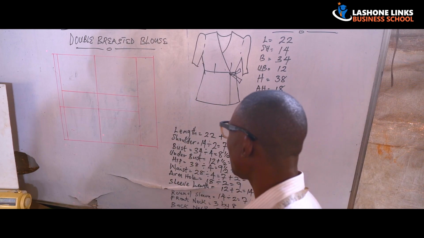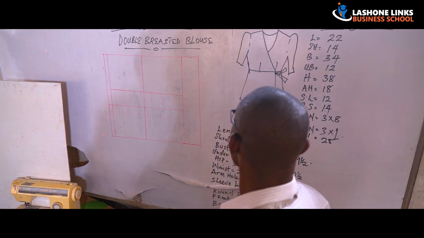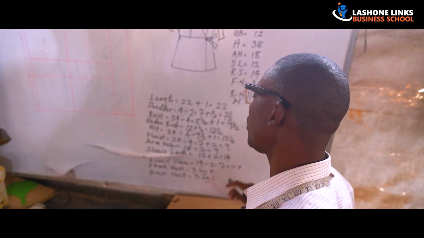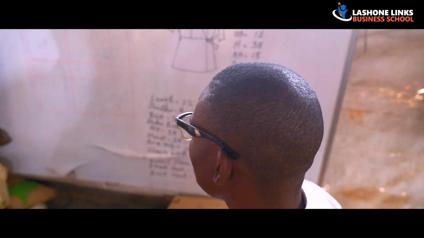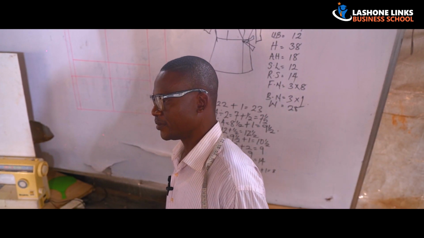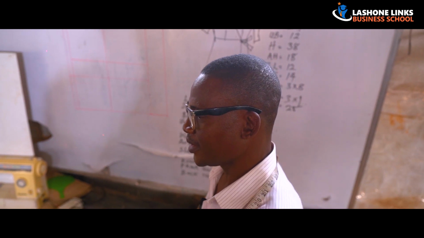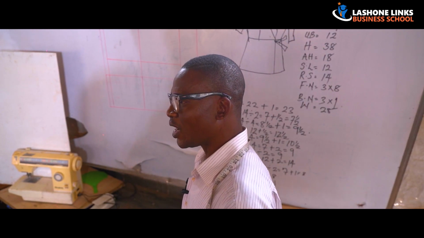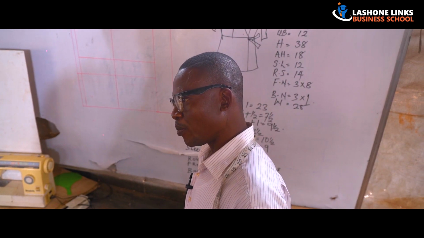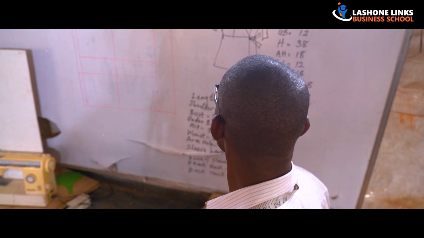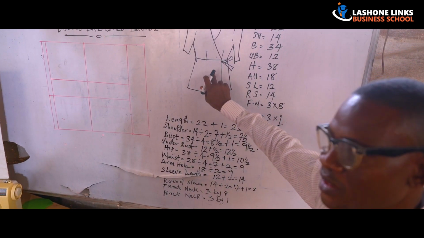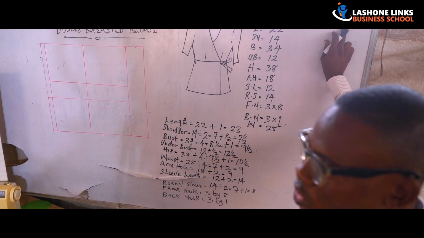As you all know how we train, we do the theory in which we teach every one of you on the board. So later you pattern it on your brown paper. After checking the mistakes, you place it on your fabric and cut it out before you sew your particular dresses. Now, this is the sketch of the double-breasted blouse, and here is the measurement.